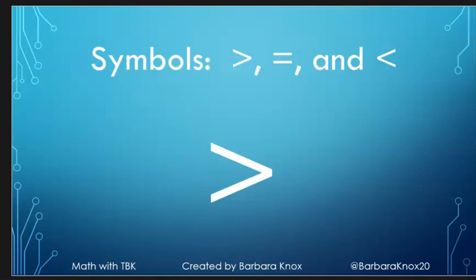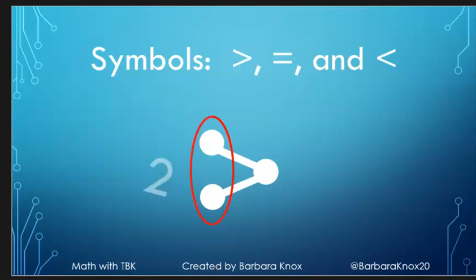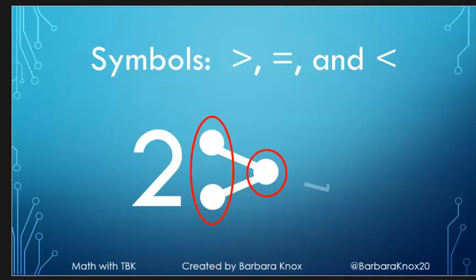One strategy we can use is to put dots at the vertices of the symbol. If I add dots to this symbol, there will be 2 dots on the left and 1 dot on the right. I know that 2 is more than 1, so this inequality is read as 2 is greater than 1.